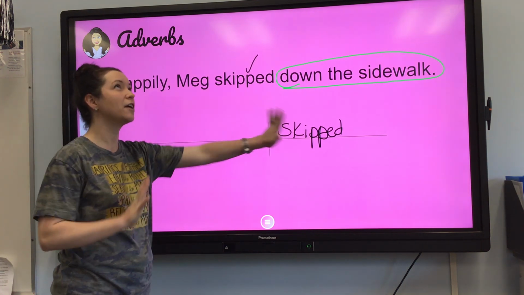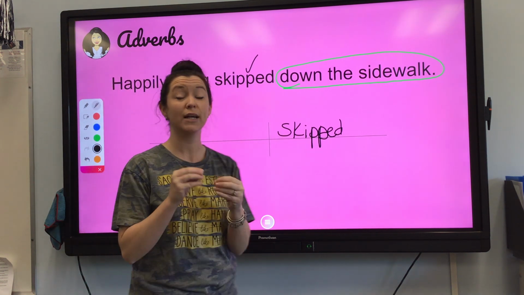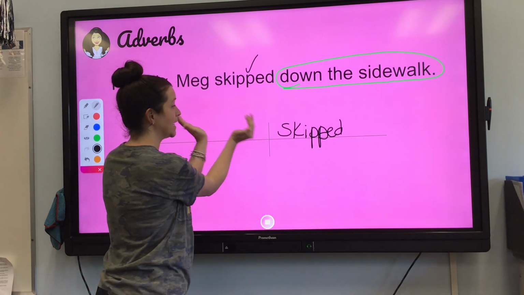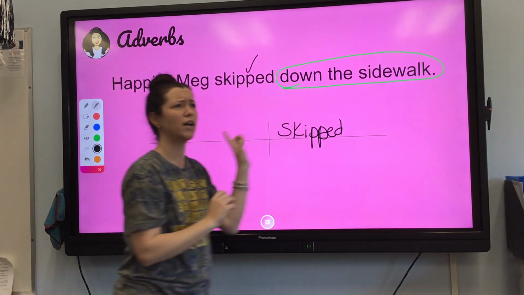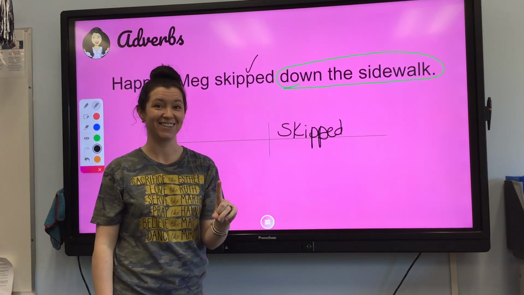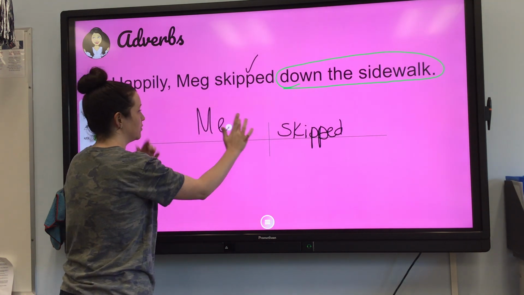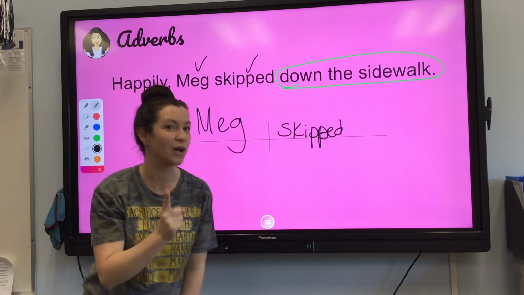So if we've got our verb, we gotta think about who or what skipped. If you go down to the basics of a sentence, whatever is sitting here is doing this action. So think to yourself, who skipped? In one word, what's the answer? If you said Meg, you're right. Meg is special, it's uppercase, because it is a proper noun.